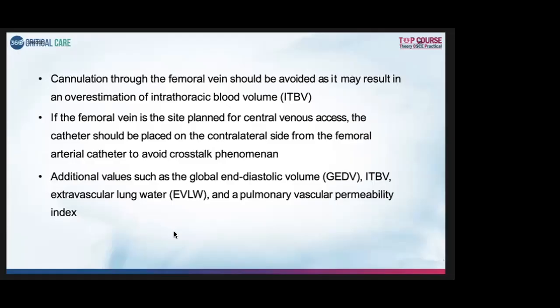So compared to the pulmonary artery catheter, the additional values that you're going to get with PiCCO and VolumeView are global end diastolic volume, intrathoracic blood volume, extravascular lung water, and pulmonary vascular permeability index, which may be used to differentiate many things, such as whether it's cardiogenic pulmonary edema or ARDS, using these values.